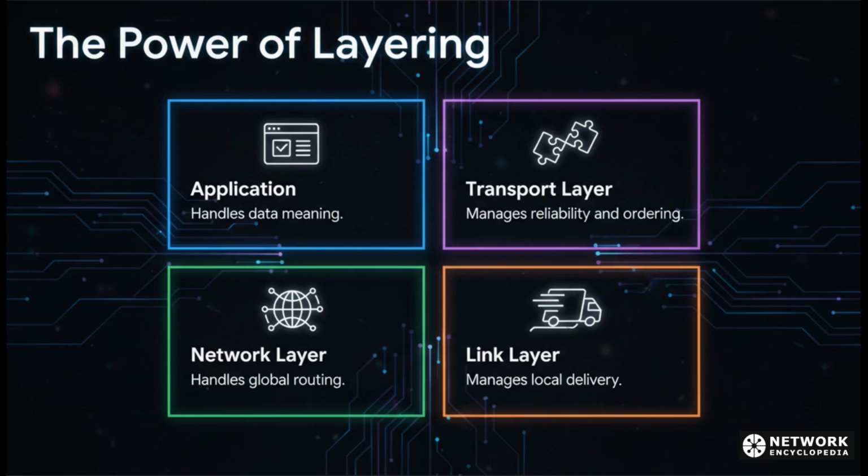The application layer, it just worries about what the data actually means. Like, this is a request for a web page. The transport layer is your reliability expert. Its job is to make sure all the pieces get there, and in the right order. The network layer is the global navigator, figuring out the best path across the entire internet. And the link layer, it's just the local delivery driver, getting the data to the very next stop.